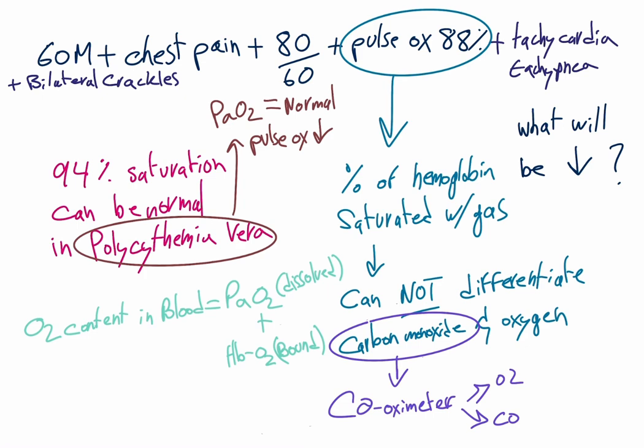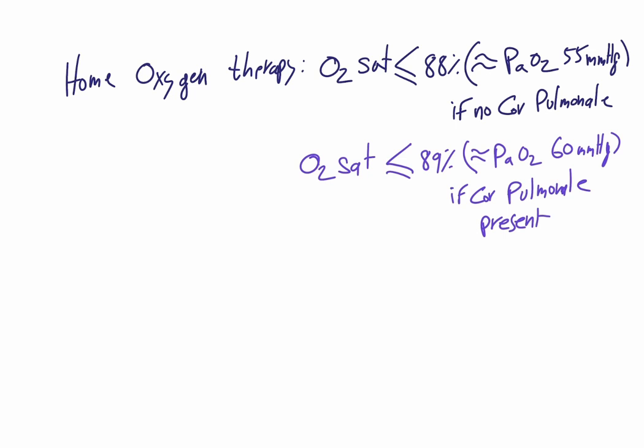Now, for added bonus material, indications for home oxygen therapy. If your O2 saturation is less than or equal to 88, if you do not have cor pulmonale, that's a PaO2 of about 55. Or if you do have cor pulmonale, we're looking at a saturation cutoff of 89%, which is a PaO2 of about 60. Now, they're not directly going to ask you, should this patient be sent home on O2? But they'll give you an example of a patient on 92% room air. He specifically does not meet the threshold, and then you have to eliminate that particular type of answer from that question.